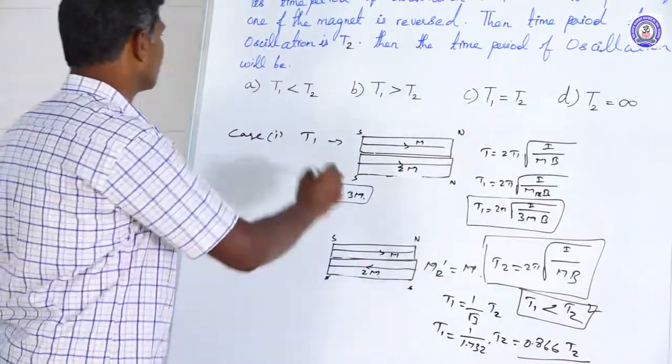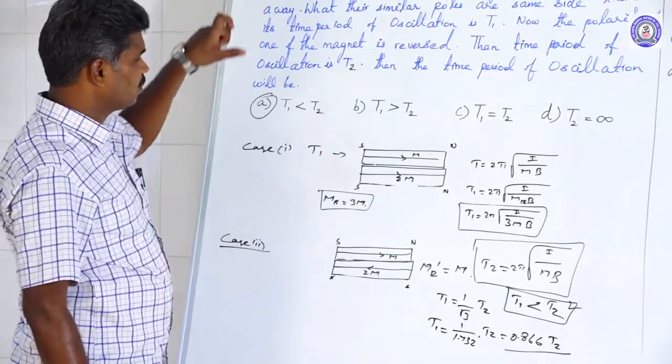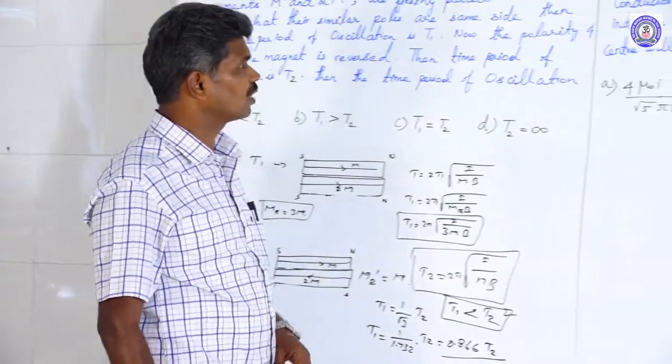So our option is the first option. The first arrangement's time period is less than the second arrangement's. Okay, the first option is our answer.